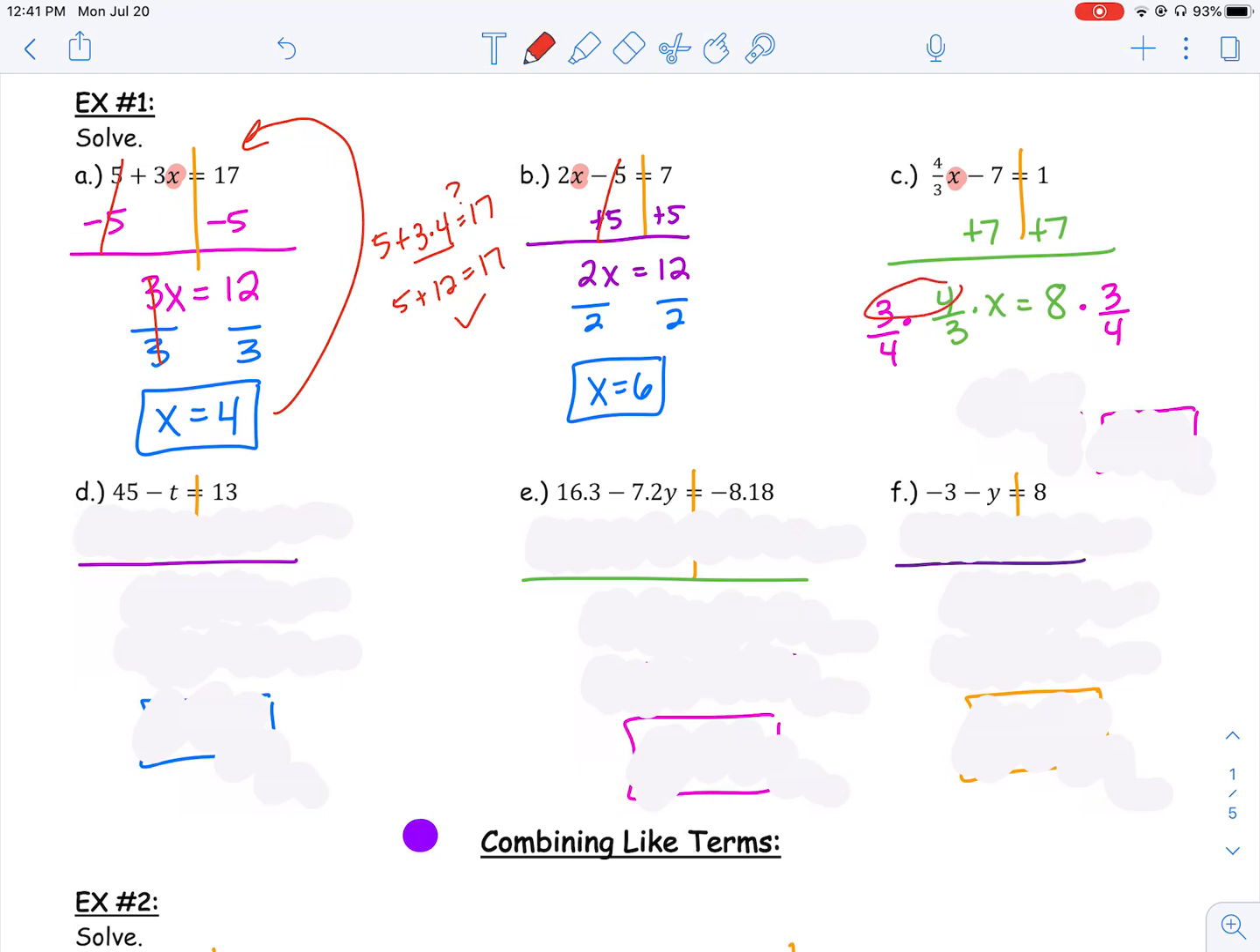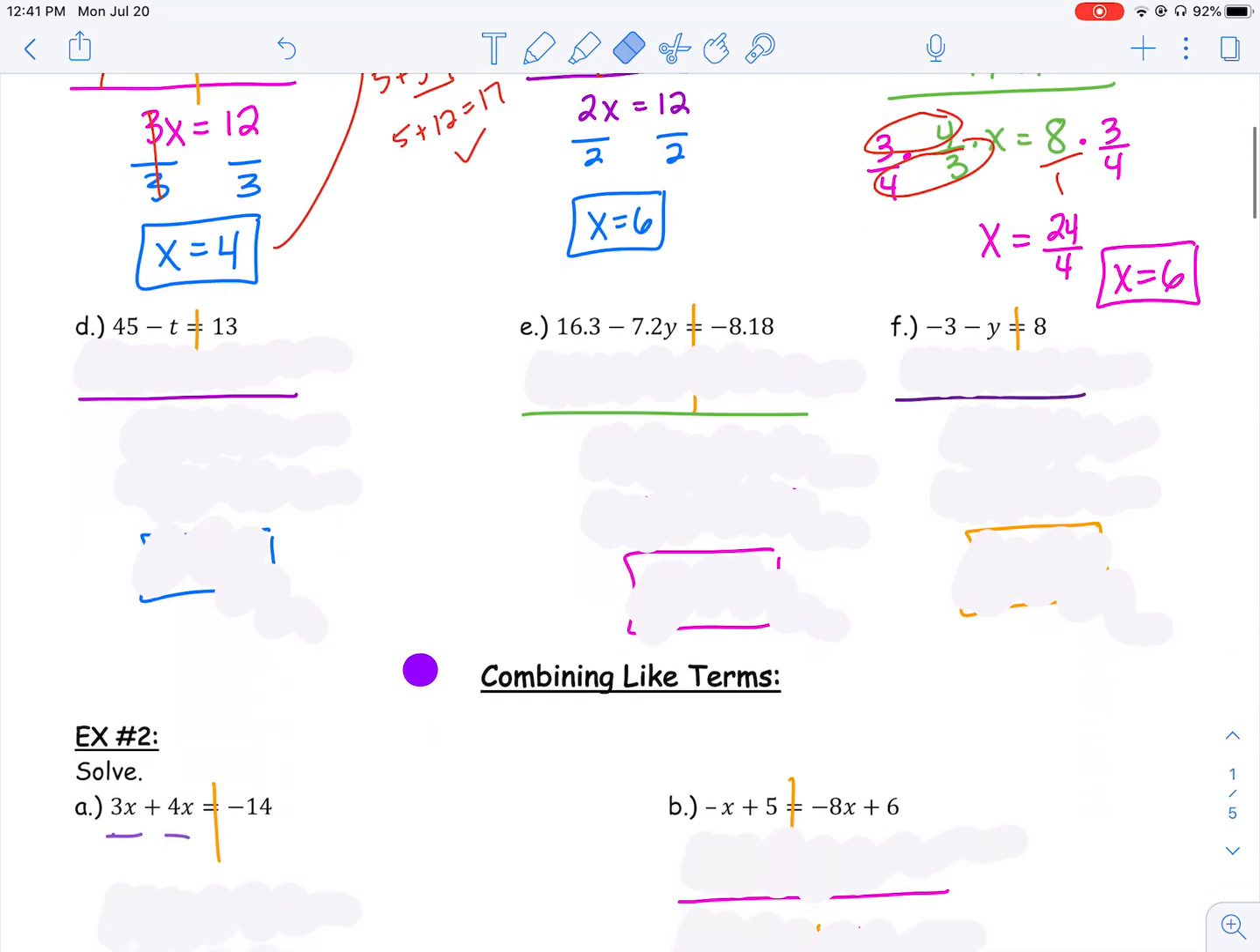On the left side, I have 12 divided by 12, which is just 1x. On my right side, I have 24 divided by 4, or I can say x equals 6. X equals 6 should be the solution to that equation. So making sure that you do it in the right order is really important so that you get the right answer. All right, let's do 3 more here.